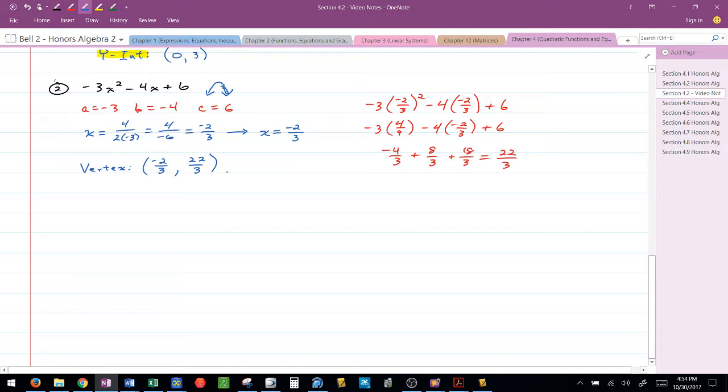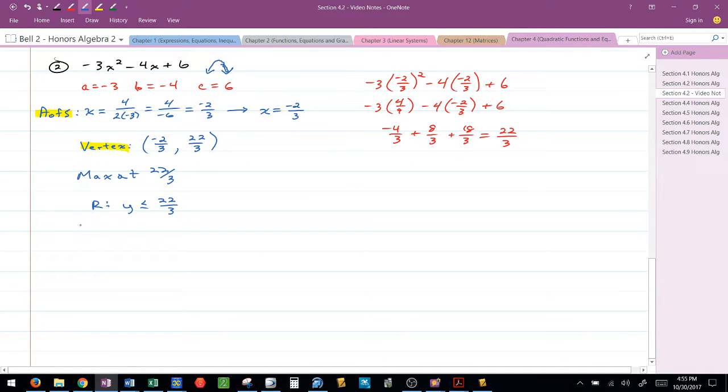All right, so I've identified the axis of symmetry. That's what this first thing was. I've identified the vertex. Now I've just got to spit out a few more details. All right, because this opens downward, I know that this is a max, and I know that the max occurs at the y value of the vertex, which would be 22/3. I know that the range is going to be y is less than or equal to 22/3.